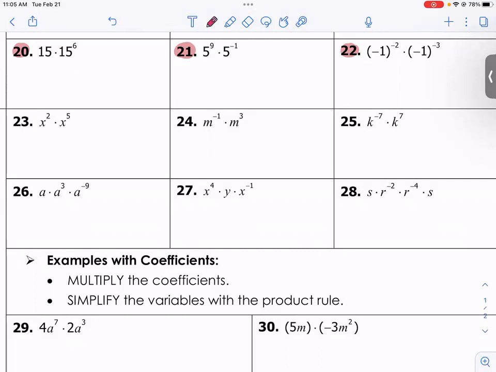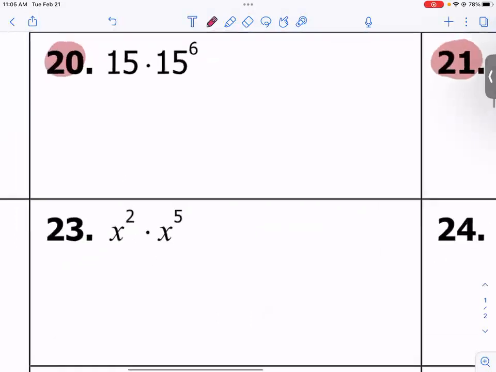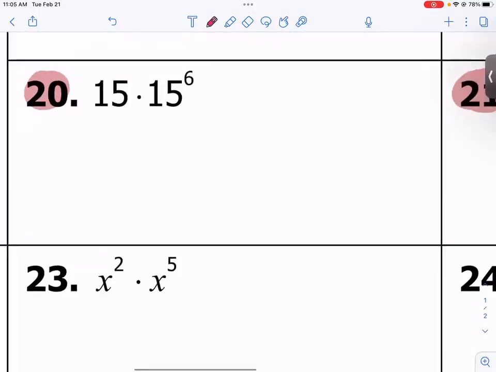Okay, let's talk about these. Number 20. Tyler, what do you have for number 20? 15 to the what power? 7. Does anybody disagree with 15 to the 7th? Okay, no, we're good. Remember, if there's no exponent, it's an implied 1. So we have 1 plus 6 is 7.